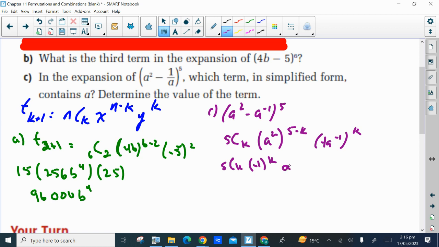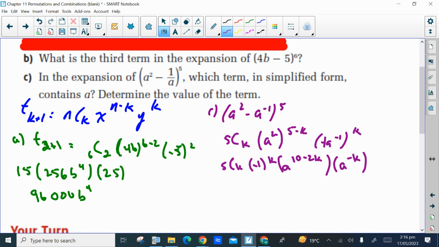Then I will have a to the power, I can multiply these two exponents together, which is what you do when you have one exponent raised to another. It'll be a to the 10 minus 2k. And then I've got a to the negative 1 raised to the k, which is a to the negative k, when you multiply negative 1 by k.